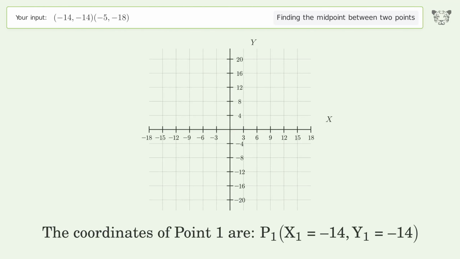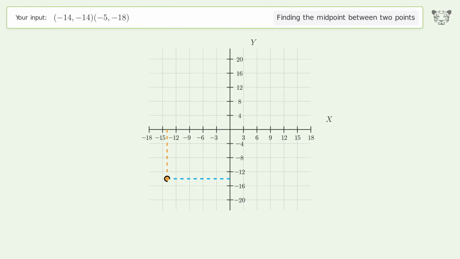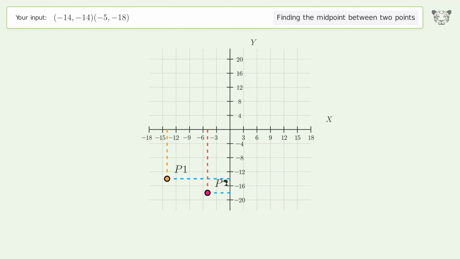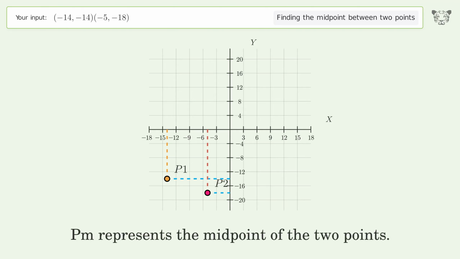The coordinates of point 1 are, x1 equals -14, y1 equals -14. The coordinates of point 2 are, x2 equals -5, y2 equals -18. PM represents the midpoint of the 2 points.